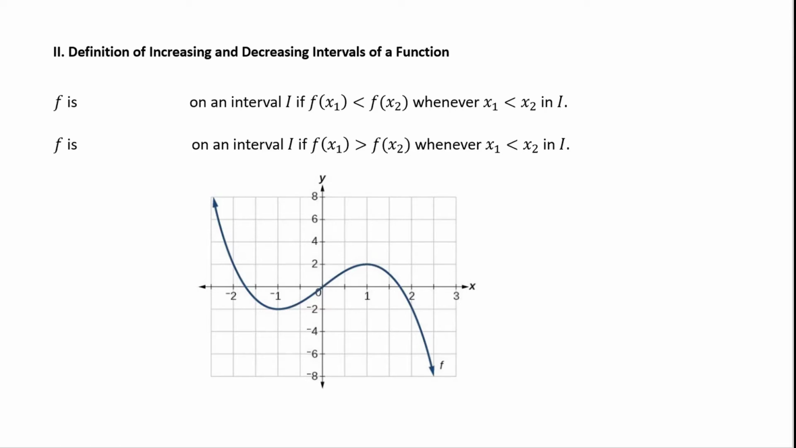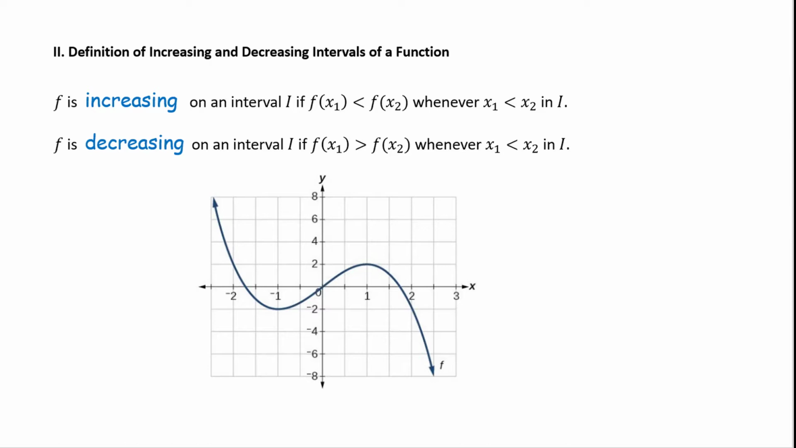2. Definition of increasing and decreasing intervals of a function. F is increasing on an interval I if f of x sub 1 is less than f of x sub 2 whenever x sub 1 is less than x sub 2 in that interval. F is decreasing on an interval I if f of x sub 1 is greater than f of x sub 2 whenever x sub 1 is less than x sub 2 in that interval.